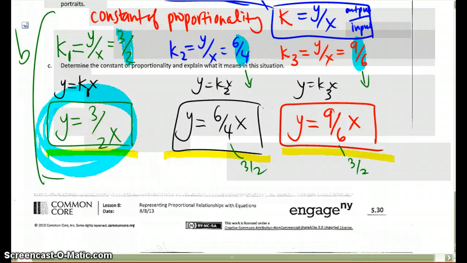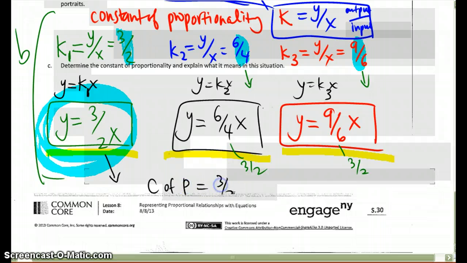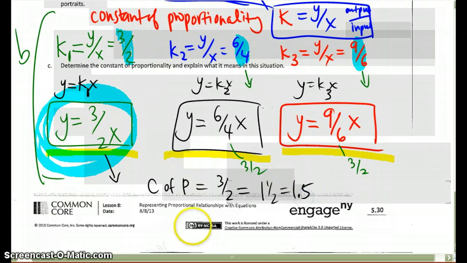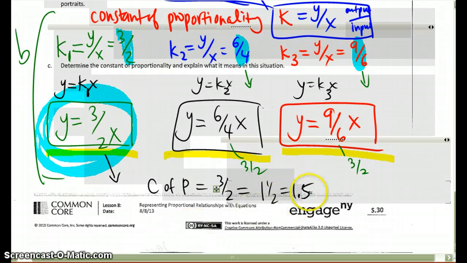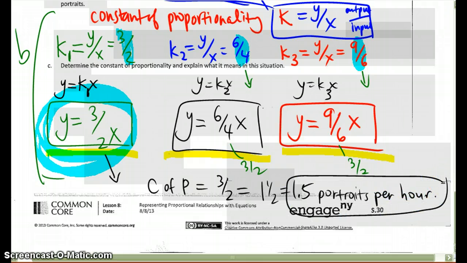Perfect. Just to translate this fraction for us, this constant of proportionality as 3 over 2, it's really the same as 1.5, as a mixed fraction and as a decimal. So 1.5 portraits are produced per hour. That is what our constant of proportionality actually means. I hope that was helpful. We're going to move on to the homework.